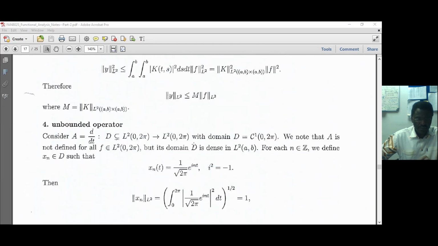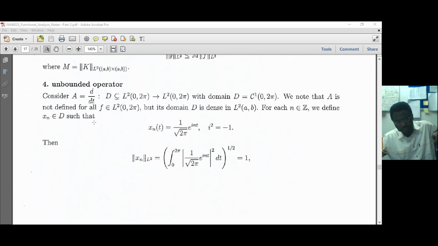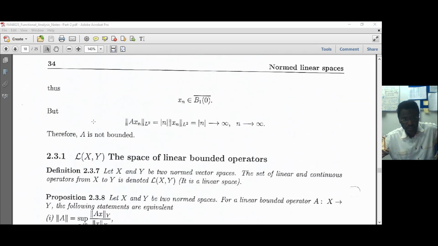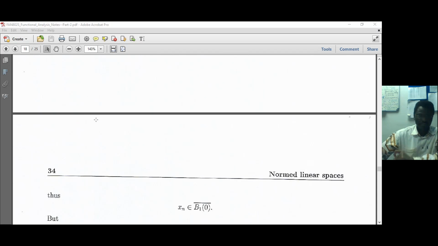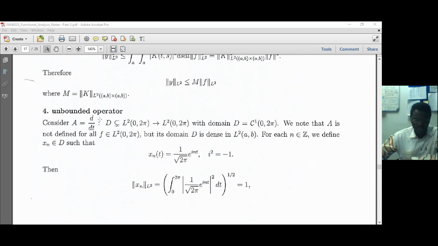So that is it. Okay, now unbounded operator. So what is an unbounded operator? An unbounded operator is an operator that is not bounded, that is not continuous. That's all. So it means that we cannot find C such that the norm of the operator applied to f is less than a constant times the norm of the argument. You cannot find it. So let's look at this example so that you see properly what it means.